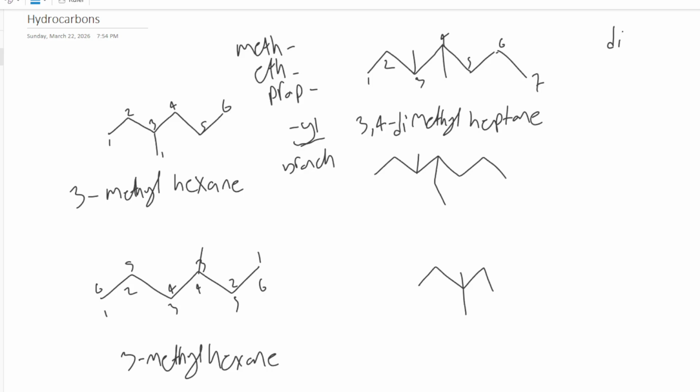And di would be for when you have two of the same branch. For 3, it would be tri. For 4, it would be tetra. And I believe for 5, it's penta, but don't quote me on that. But I doubt you'll ever get anything more than a 2 or 3, but just remember them just in case, right? So this would be a 3,4 dimethyl heptane. Amazing. But what if they are different branch types?